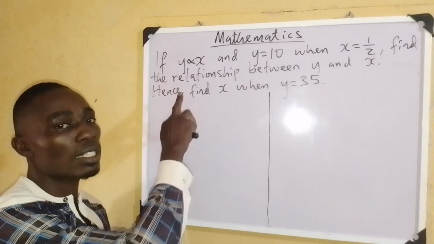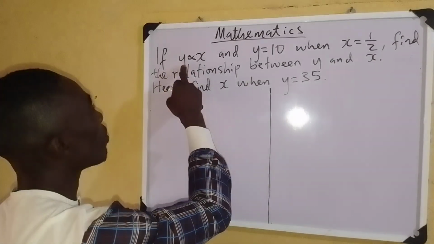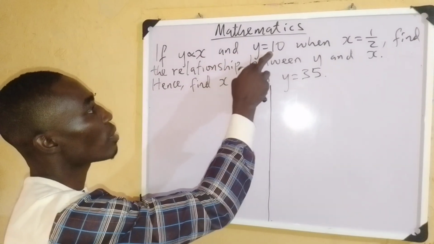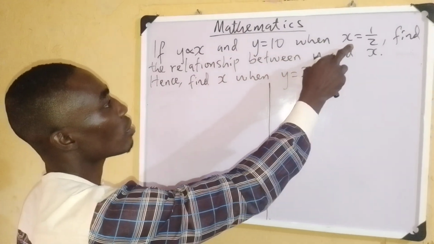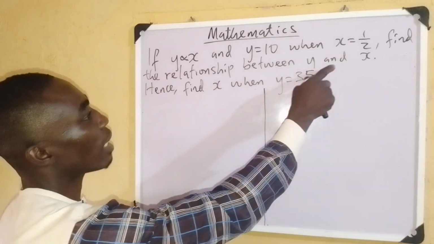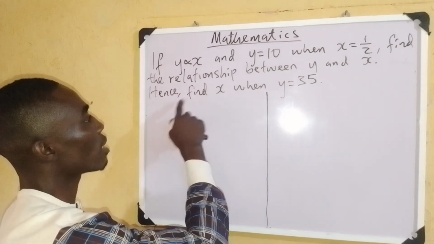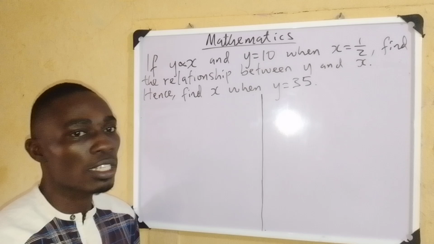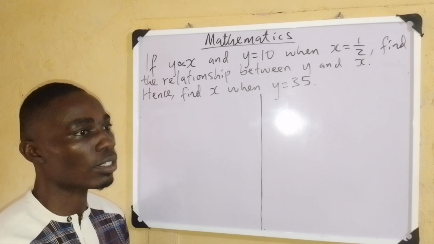The question here is, if y varies directly as x and y equals 10 when x is equal to 1 over 2, find the relationship between y and x. Hence, find x when y is equal to 35. So in this case, what we have here is direct variation.